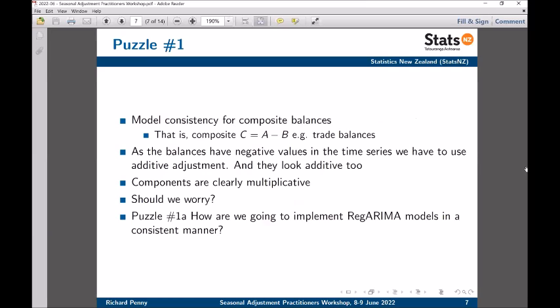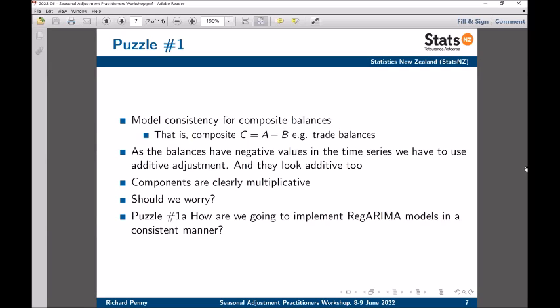Now, one of the weird things that I'm a bit puzzled over is when you have a composite which is a balance. So it's a trade balance or something like that. So you've got C equals A minus B. Now, the balances have negative values, so we have to use additive adjustment, and they look additive too. But the components are clearly multiplicative. So we're applying a multiplicative seasonal adjustment model to A and B, and yet we're applying an additive seasonal adjustment model to C. It's a puzzle, so that's why I'm saying, should we worry?